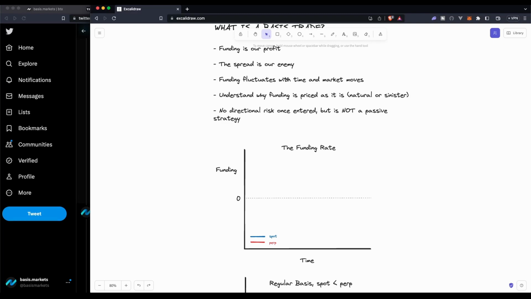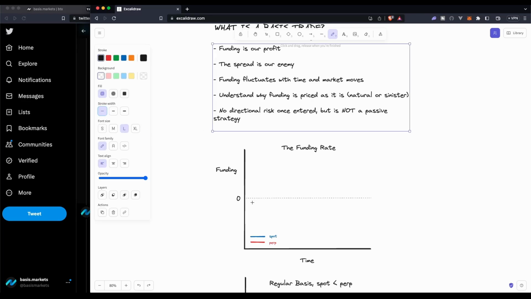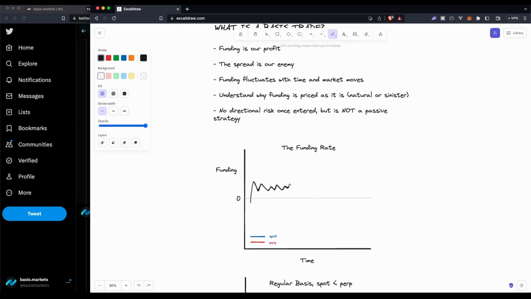So what is the funding rate? The funding rate is a mechanism that is used to keep the futures perpetual contract in line with the spot market. So if we have the spot market trading above the perp, that means that the perpetual contract will be trading with negative funding. So we've got funding here. If the funding is positive, let's draw it here. So if the funding is up here and positive, that means that the spot contract is trading below the perp.